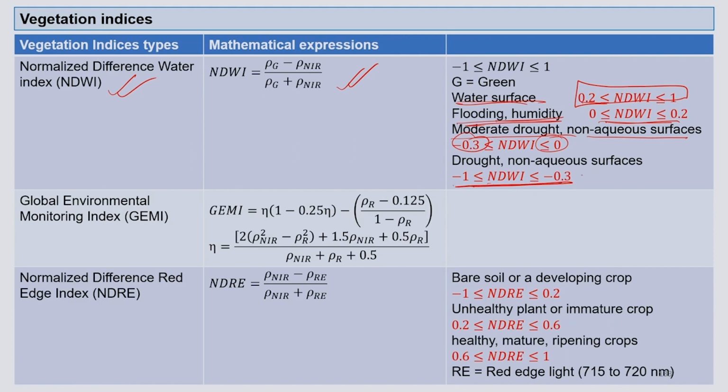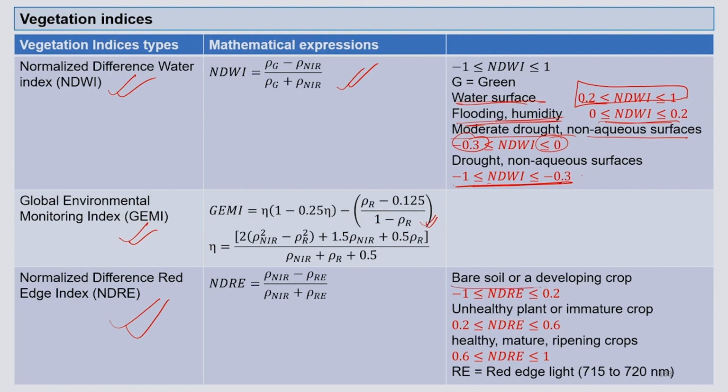So, next comes GEMI, Global Environmental Monitoring Index. You can calculate using this formula, where again near infrared and red wavelength information works quite nicely. Next comes the Normalized Difference Red Edge Index, NDRE. Once again here near infrared information helps you. Now the red edge index, actually you carry it out for soil or land health condition monitoring.